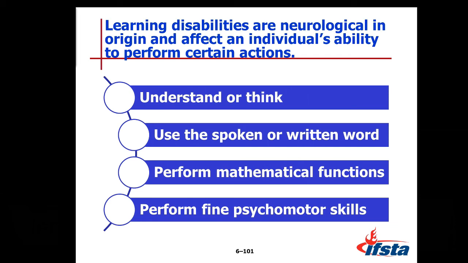They may be 21 years old operating at the thought level of a 16 to 17-year-old. You have to adjust for that. They may have trouble with the spoken or the written word. So find out what works for them and go that direction. Perform mathematical functions or perform fine psychomotor skills.